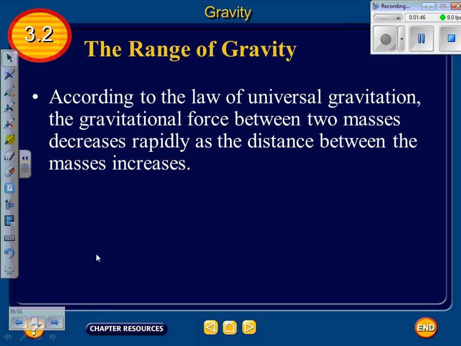According to the law of universal gravitation, the gravitational force between two masses decreases rapidly as the distance between the masses increases. So, an example of that would be if you blast off to the moon, there is still the attraction of gravity between you and the Earth, or you and your friend, but it diminishes or decreases as the distance increases.